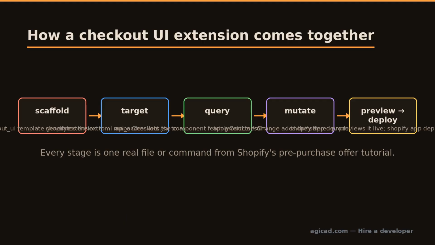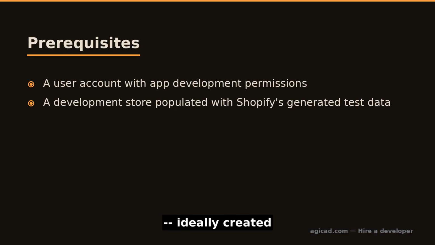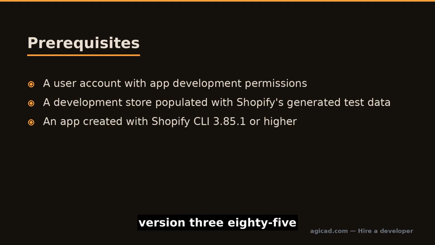The requirements list, straight from the tutorial. A user account with app development permissions. A development store, ideally created with Shopify's generated test data, so there are real products for the offer to find. An app scaffold with Shopify CLI version 3.85.1 or higher, which earlier episodes in this series have already set up.